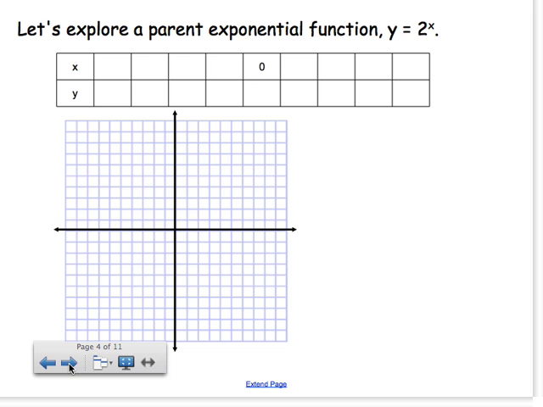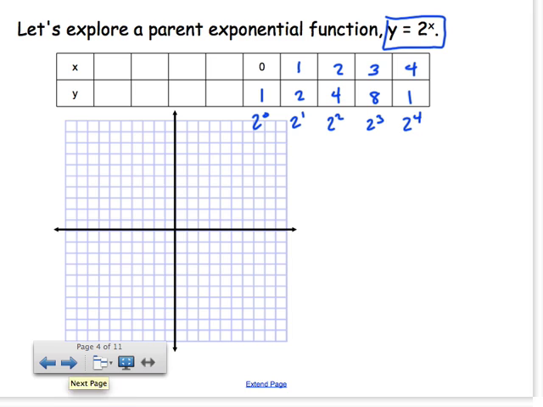I have y equals 2 to the x. If I plug in 0 for x, I have 2 to the 0 power. 2 to the 0 power is 1. If I go further right, so if I plug in 1, then 2, then 3, then 4: if I plug in 1, that's merely 2 to the first power, which is 2. If I plug in 2, that's 2 squared, or 4. If I plug in 3, I get 2 cubed, which is 8. If I plug in 4, 2 to the 4th power, or 16.